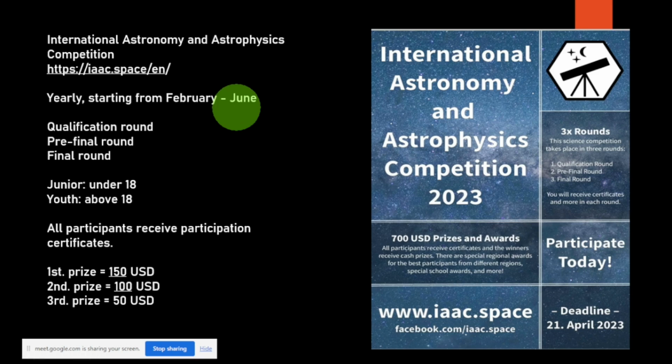We have two categories. We have the junior, which is under 18, and we have the youth, above 18. After participating, depending on your performance, you can win a first prize, which is worth $150. You can win second prize. You can win third prize. But it goes in three stages. We have the qualification round, the pre-final round, and the final round.